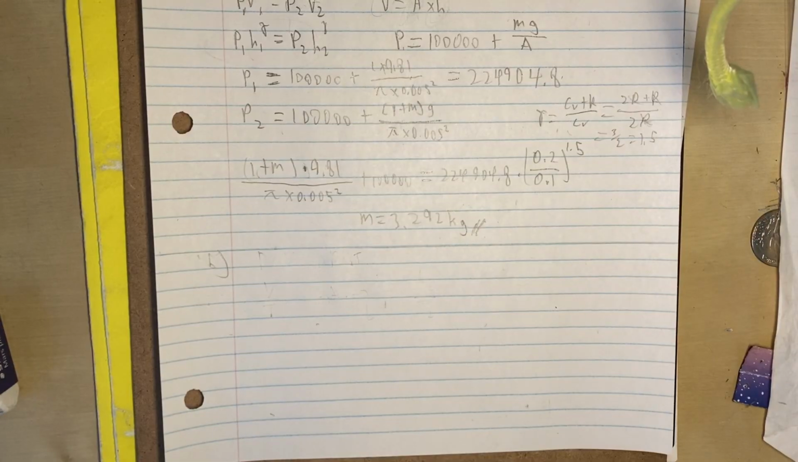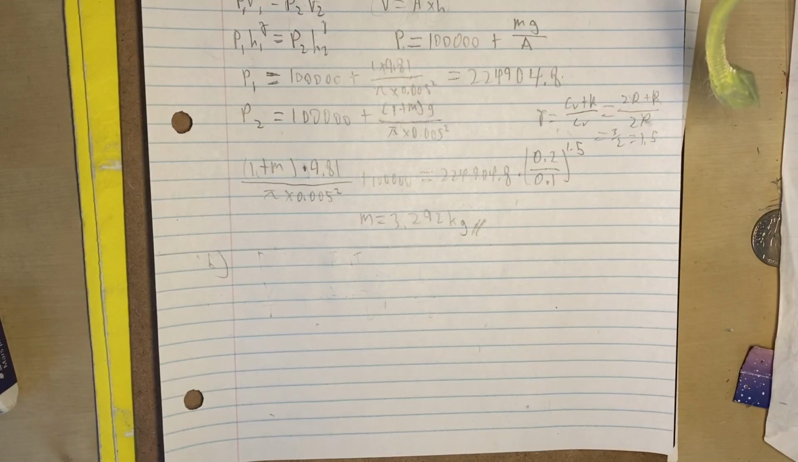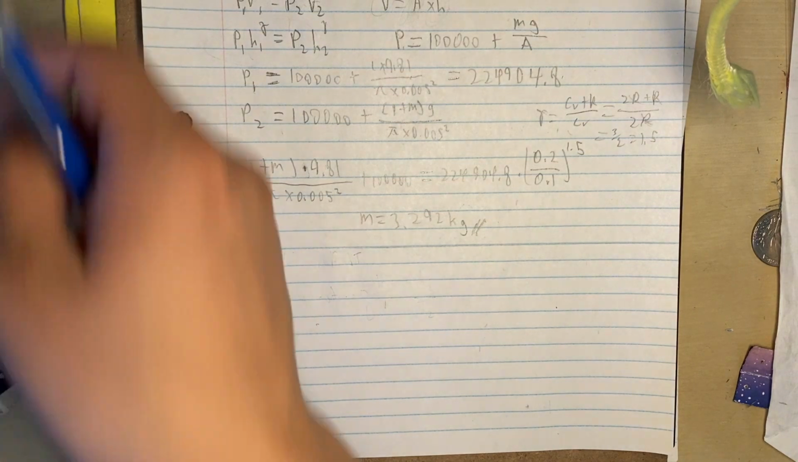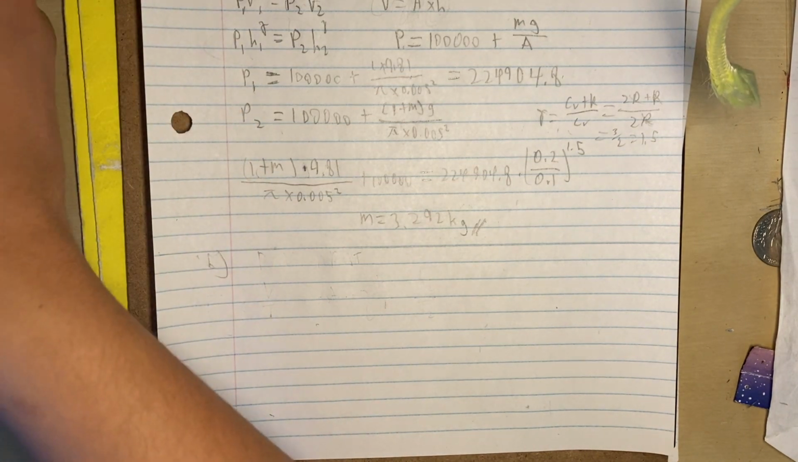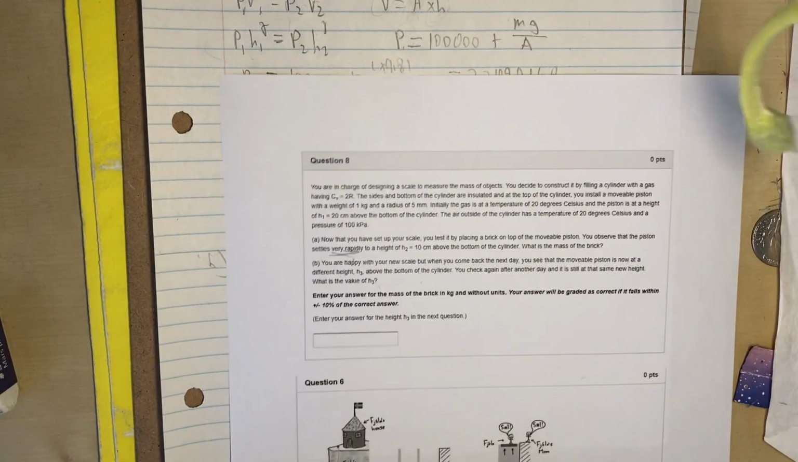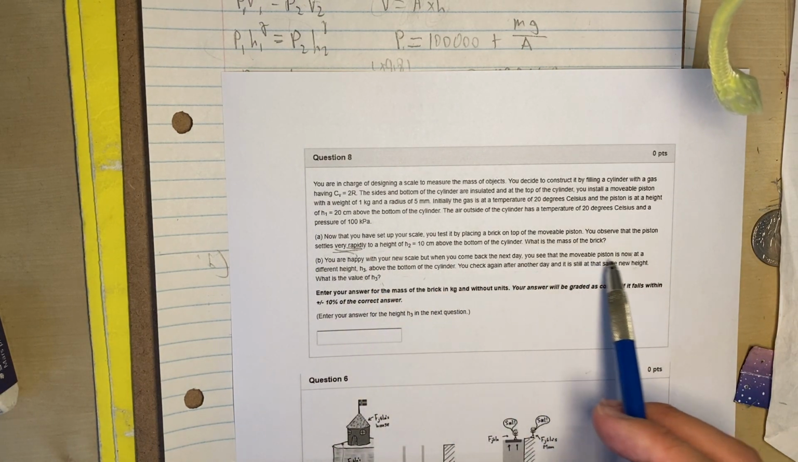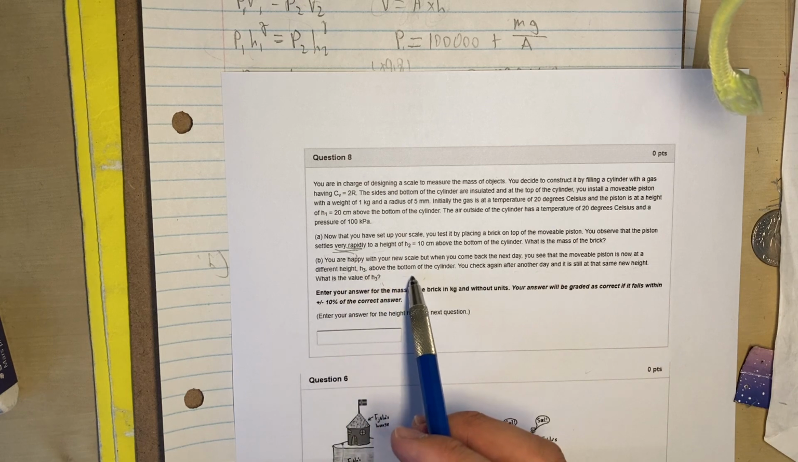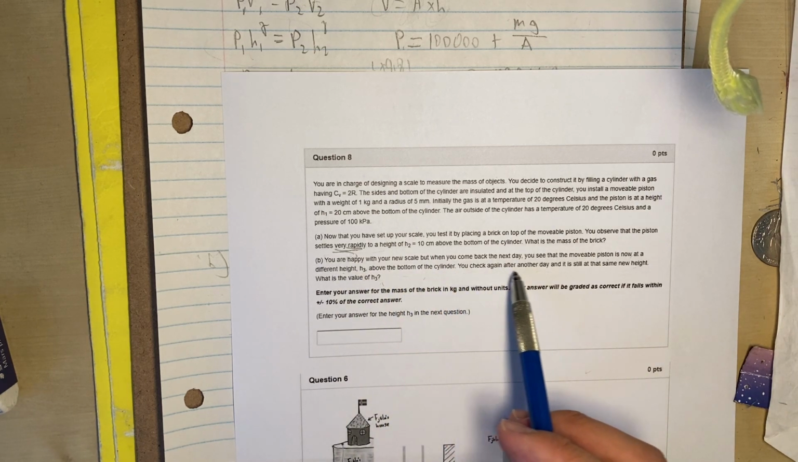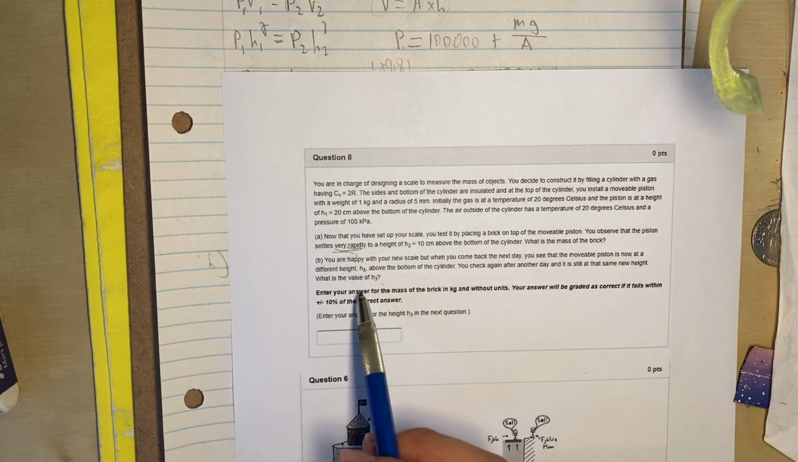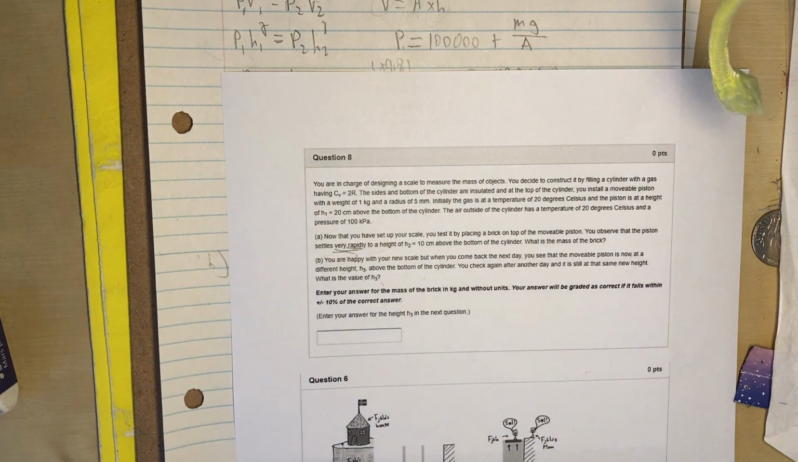Now, alright, now we're looking at part B. So again, first thing you do is you draw a diagram. But we gotta read the question first. You're happy with your new scale, but when you come back the next day, you see that the movable piston is now at a different height above the bottom of the cylinder. You check again after another day, and it is still at the same new height. What is the value of H?